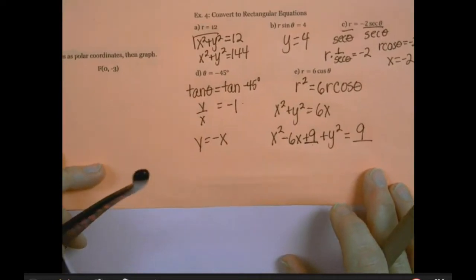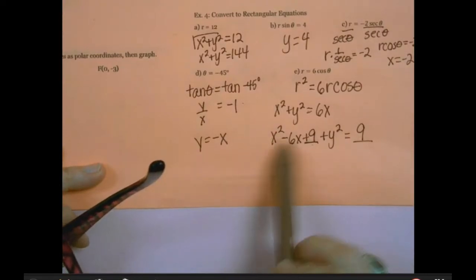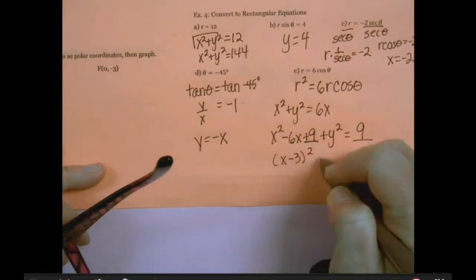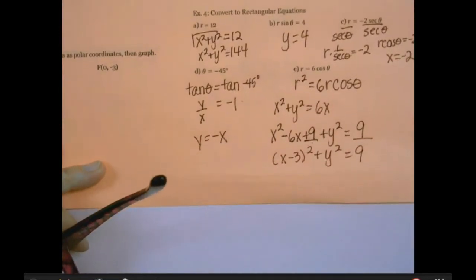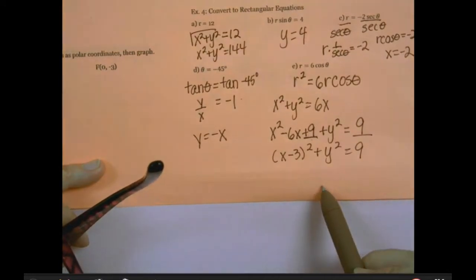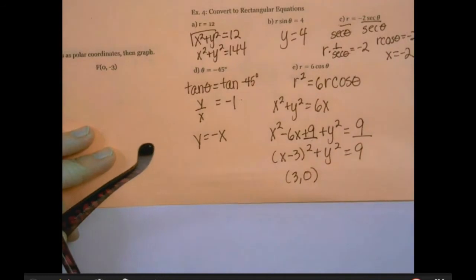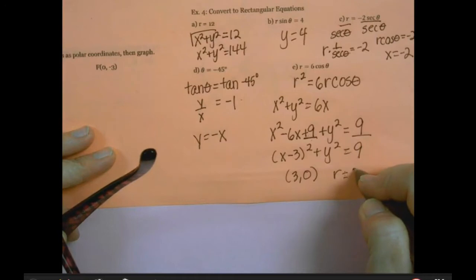Okay. So I want to write this as a perfect square. So this is going to be x minus 3 squared plus y squared equals 9. So what's the center of this circle, friends? It's 3 and 0, right? And what's the radius of the circle? 3.